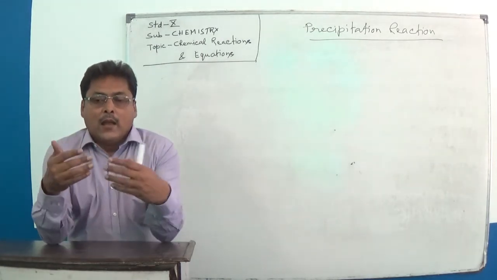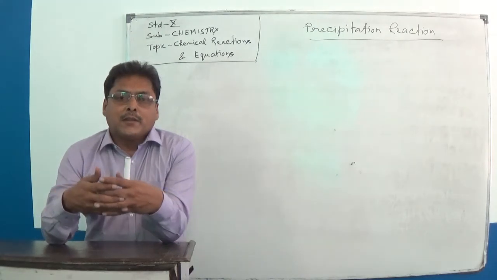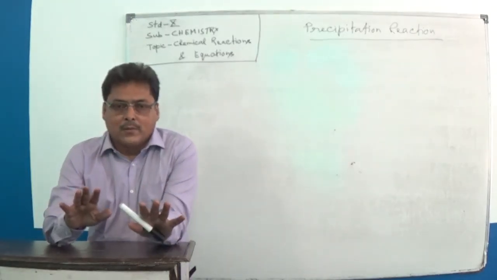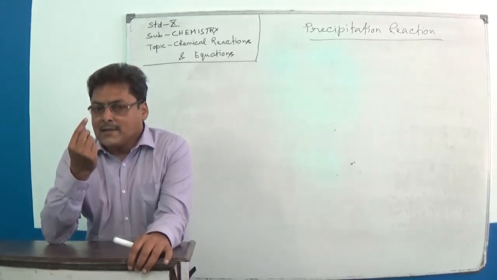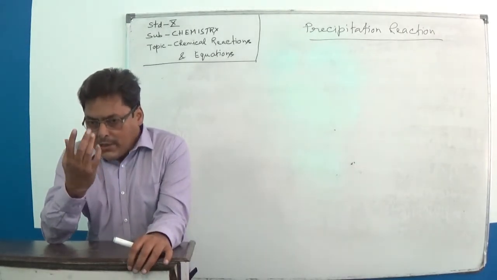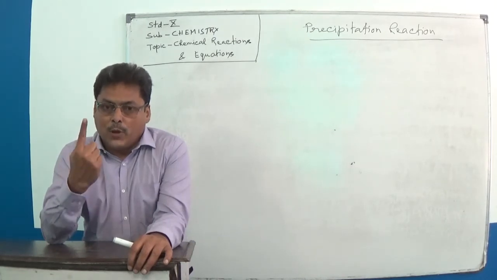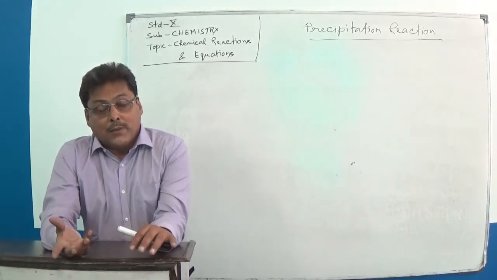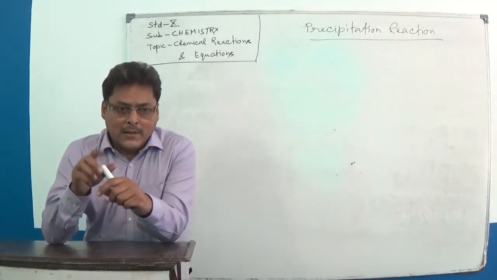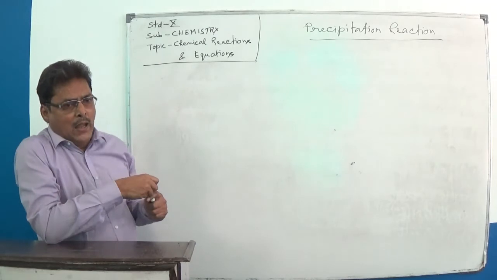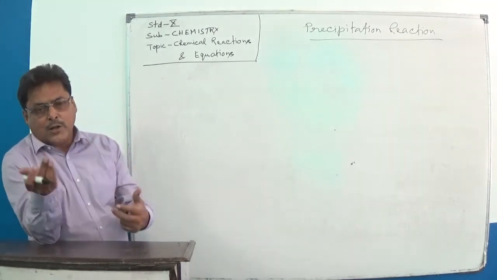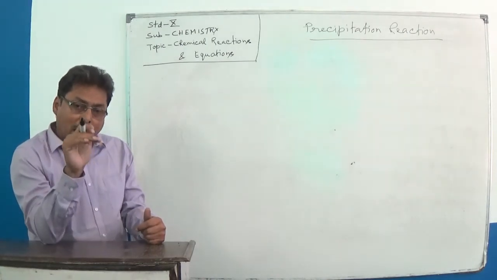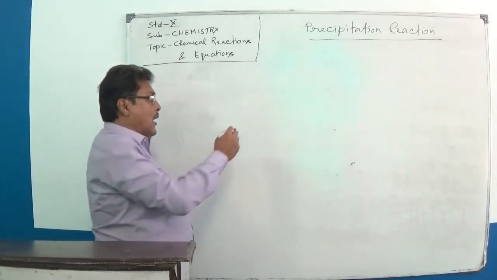What happens? Two solutions are mixed, and as a result, whatever else happens, one substance separates out from that aqueous solution and forms as a solid. It's called precipitate, and the reaction is called precipitation reaction. Let me give you one example of silver nitrate solution and sodium chloride solution. Both are in aqueous solutions. Let's see.